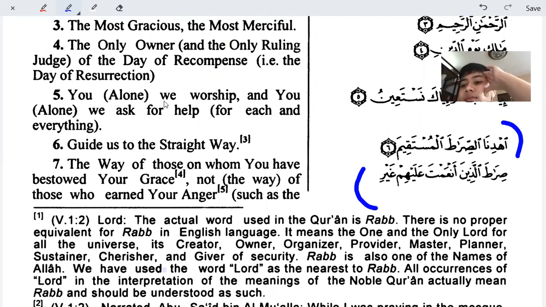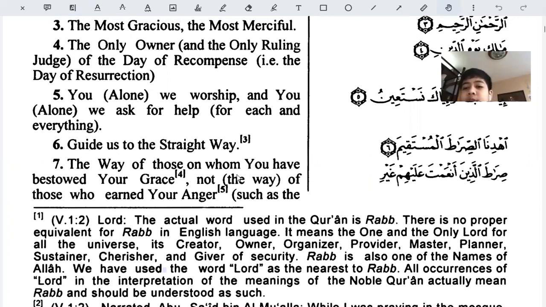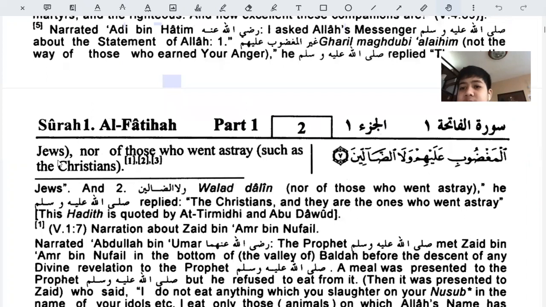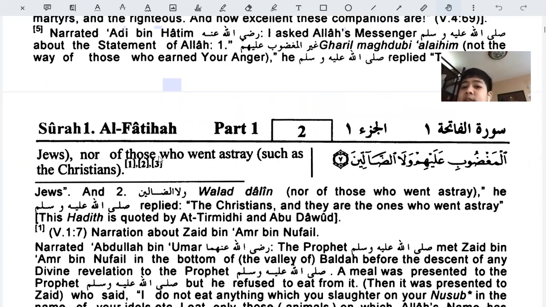Ihdina sirat al-mustaqim. Read the meaning of this dua. Guide us to the straight way, the way of those on whom you have bestowed your grace, not the way of those who earn your anger, such as the Jews, nor of those who went astray, such as the Christians.